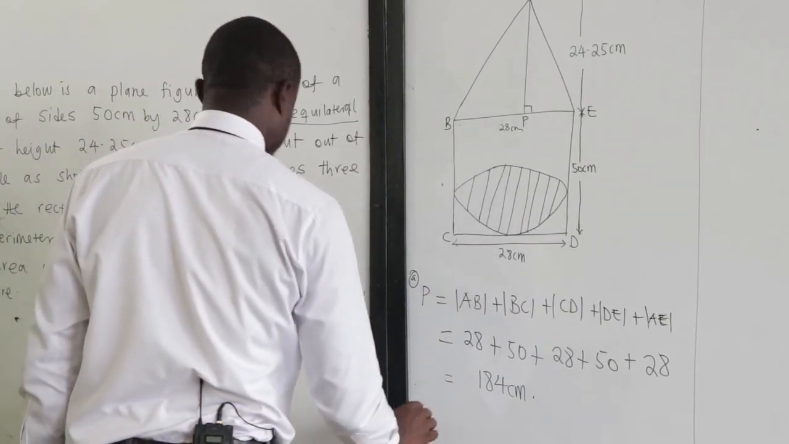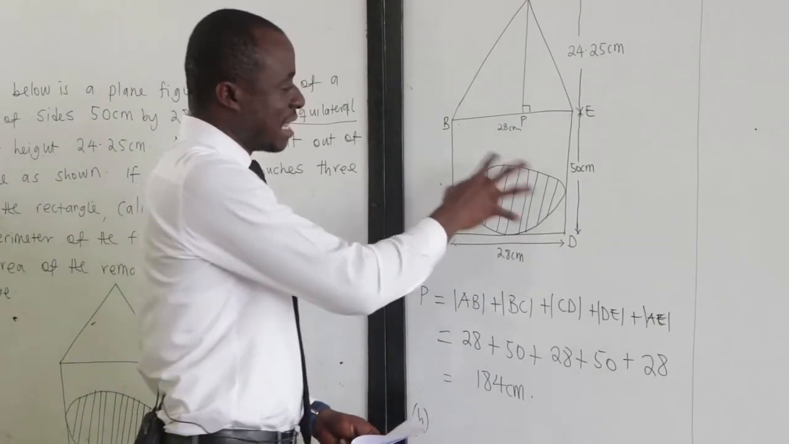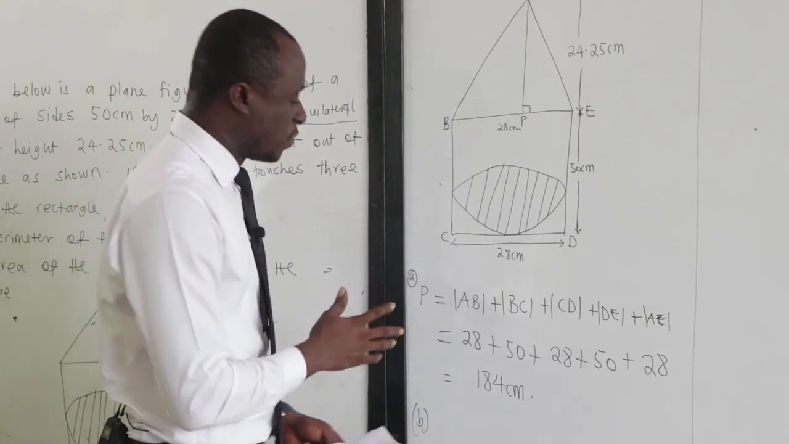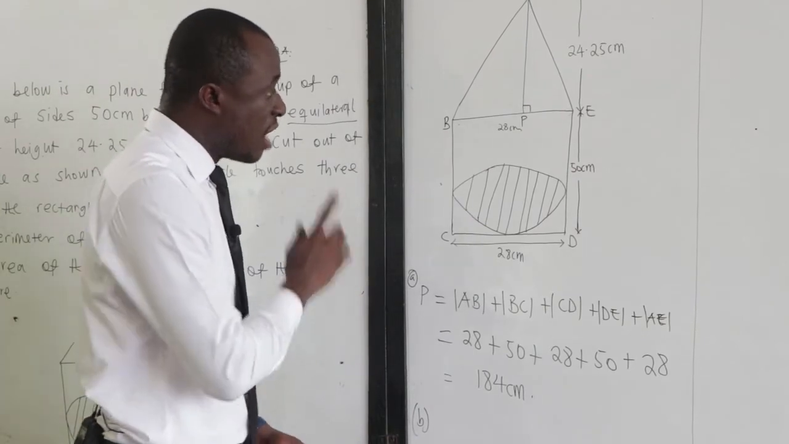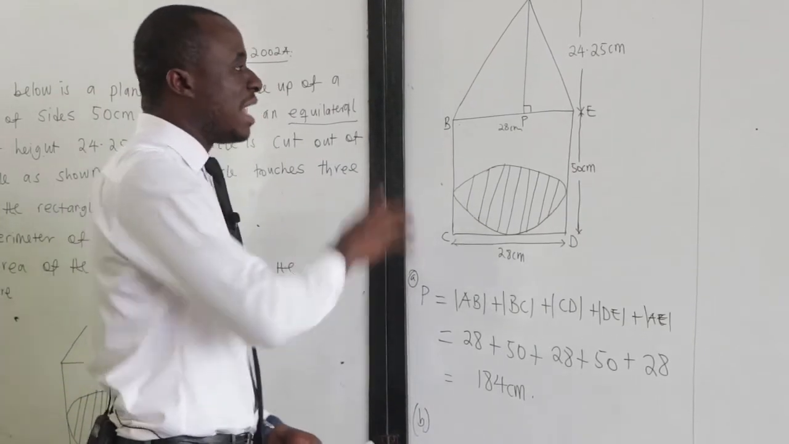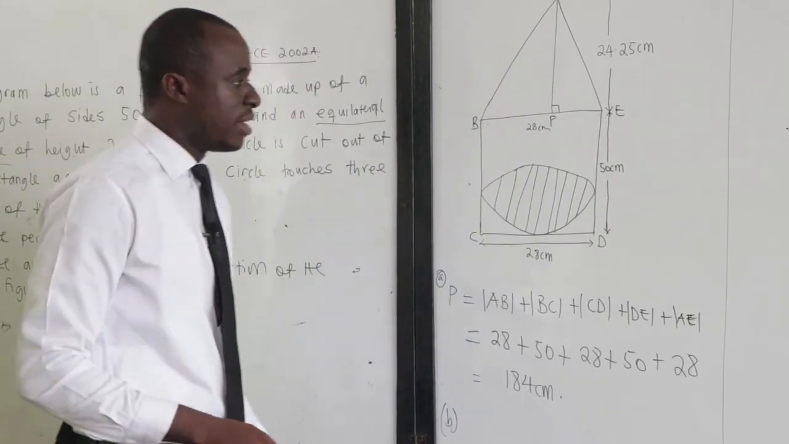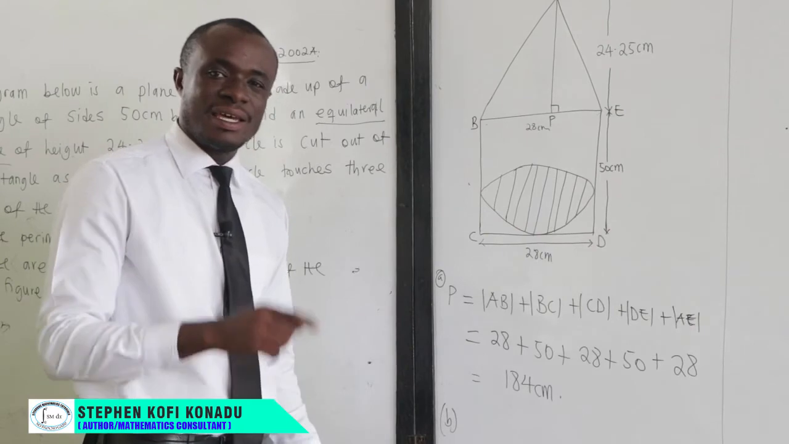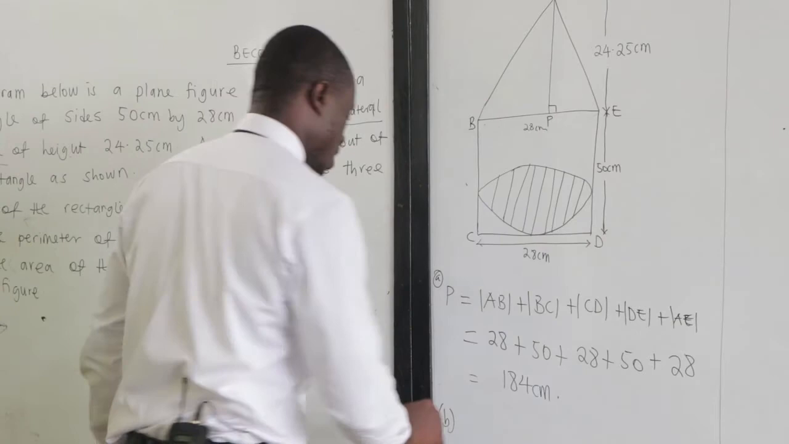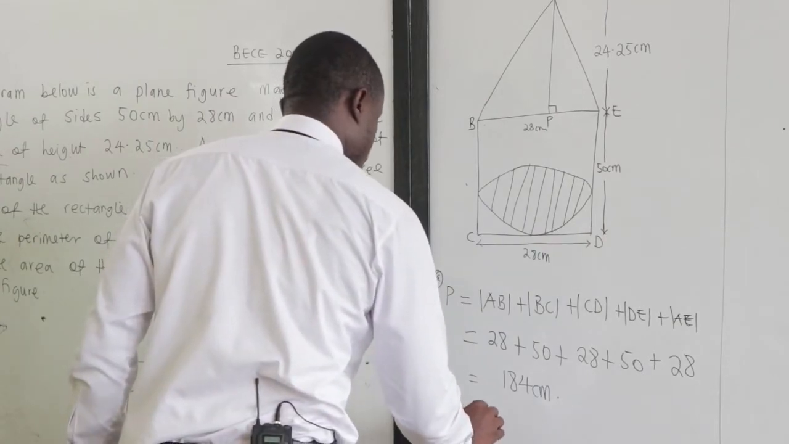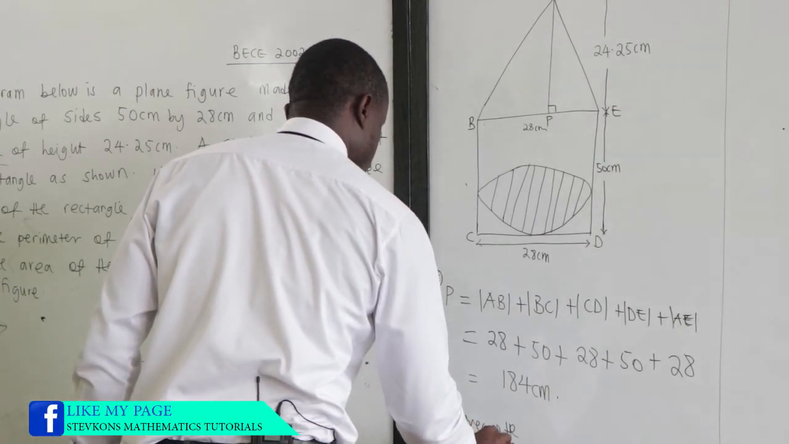Now, what is B telling us? We find the area of the remaining portion of the figure. A circle has been cut out, and we want to find the area of the remaining portion. Clearly, the area of the remaining portion will be the area of the triangle plus the rectangle minus the area of the circle, because we are taking the circle out of this.